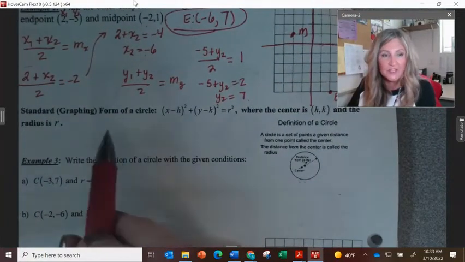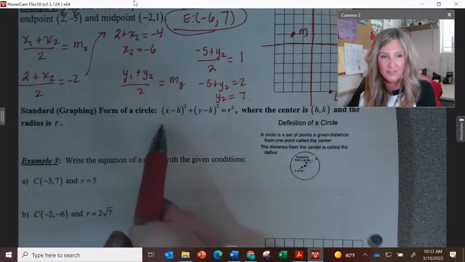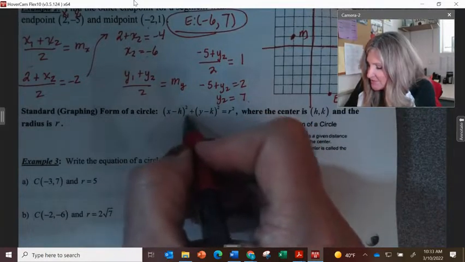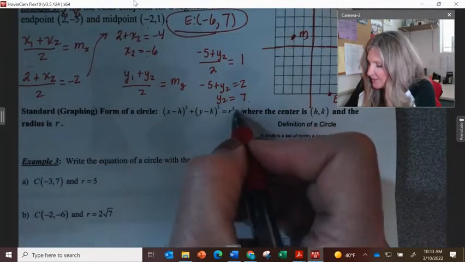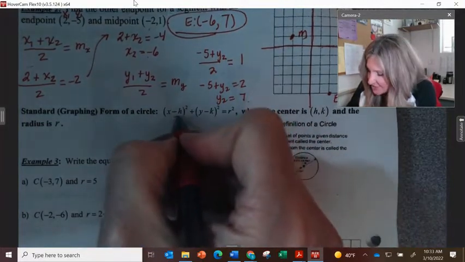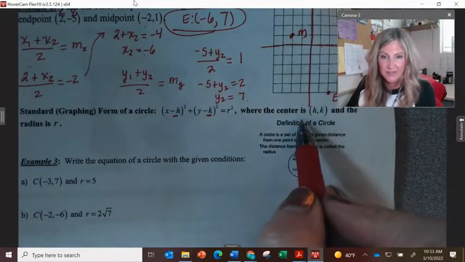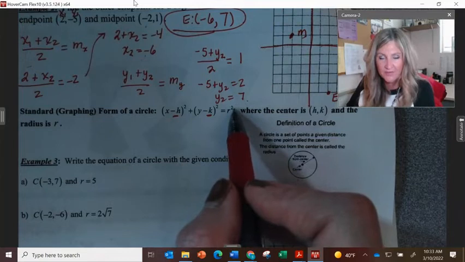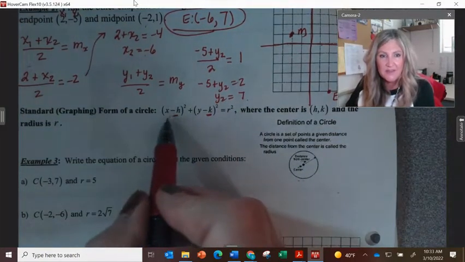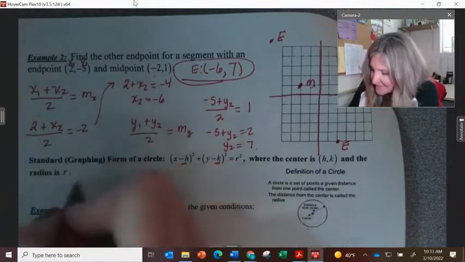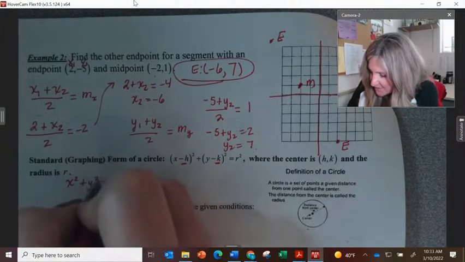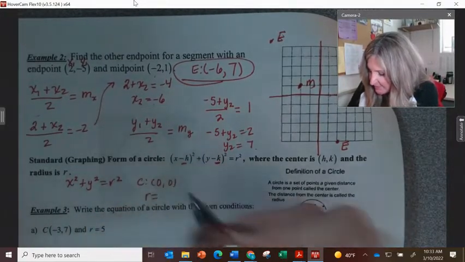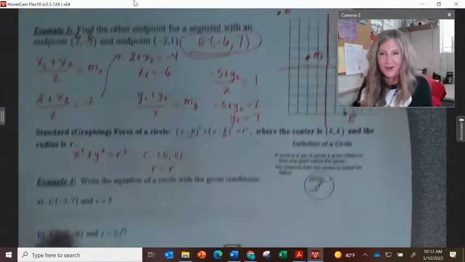All right, we are going to switch gears and talk about standard graphing form for a circle. If I have an equation (x minus h) quantity squared plus (y minus k) quantity squared equals r squared, this h and this k is where my center is. And this number here is the radius squared. Now think about what this does. My basic form for a circle is just x squared plus y squared equals r squared. This circle has a center of (0, 0) and a radius of r.